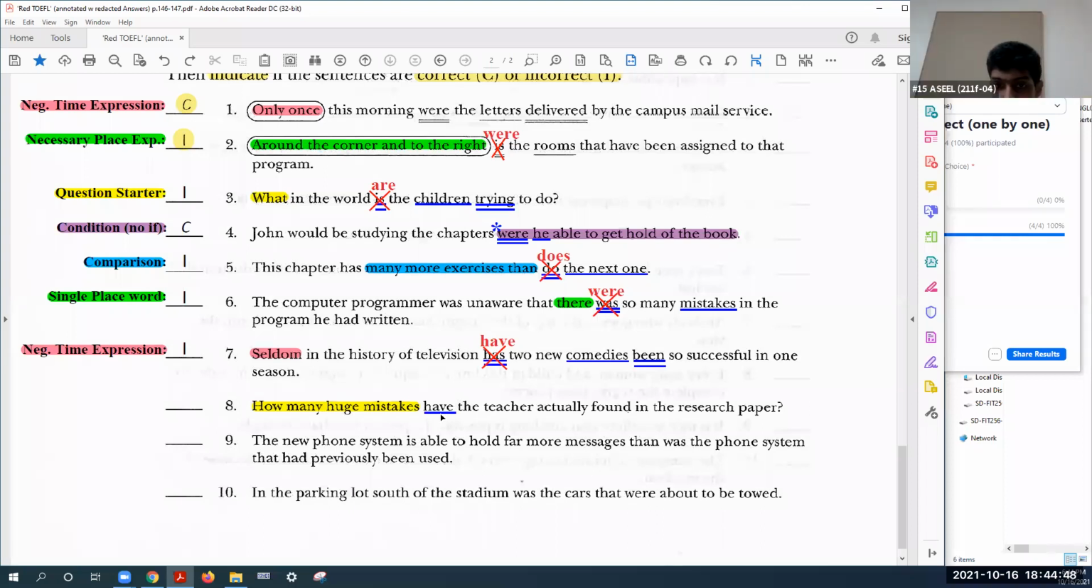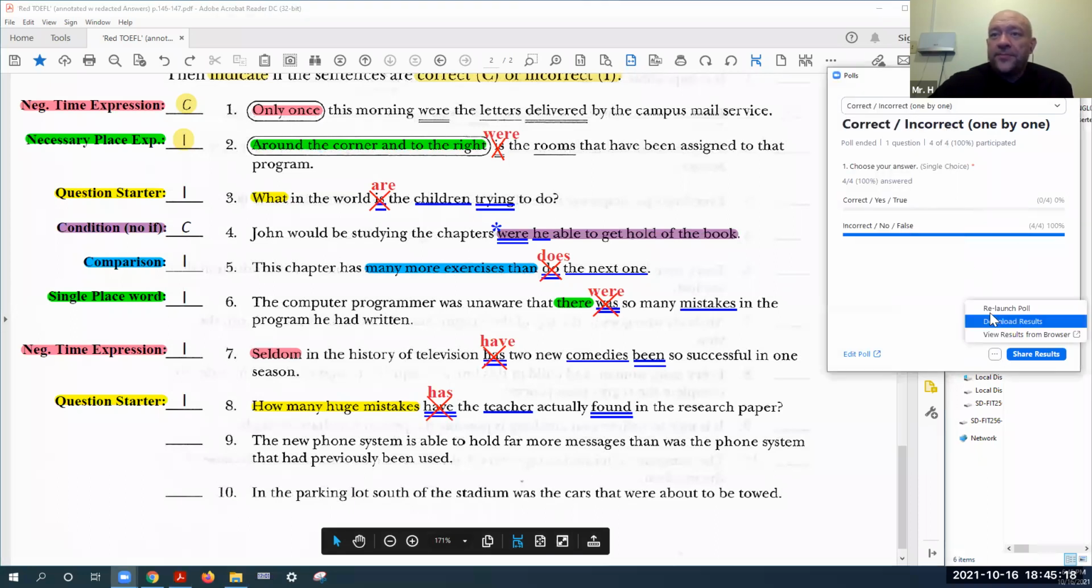Have found. There you go. Good. Subject? The teacher. Yep. And this is correct? You said it's correct? No? Should be has. Ah, that's right. Why? Because teacher is singular. That's right. You got it. And this one, again, question starter. Number 9, gentlemen.